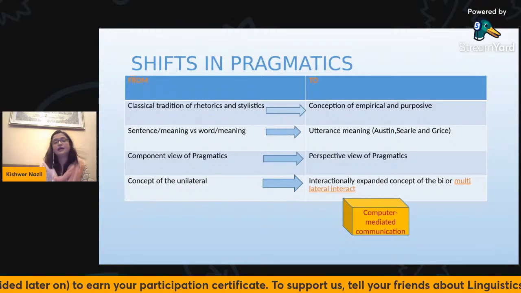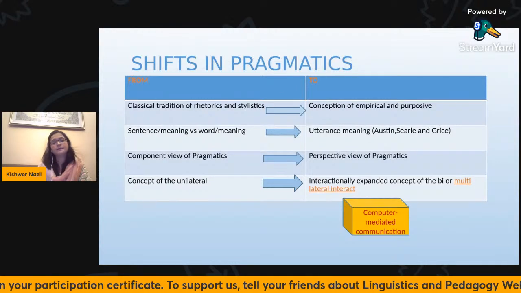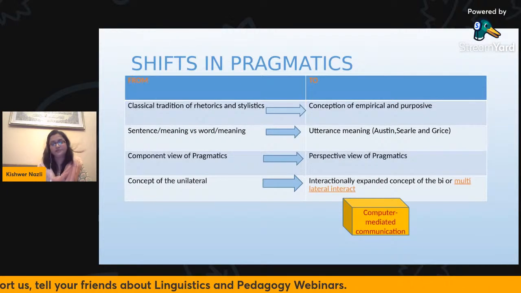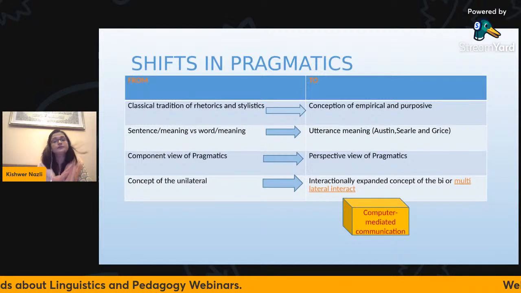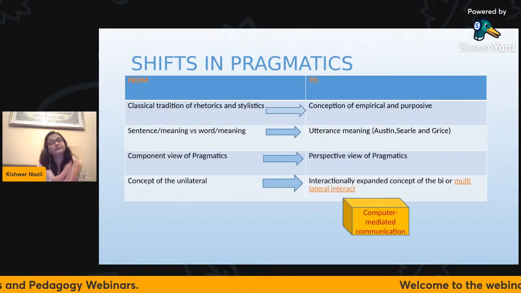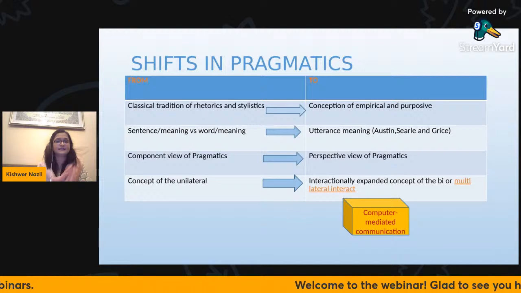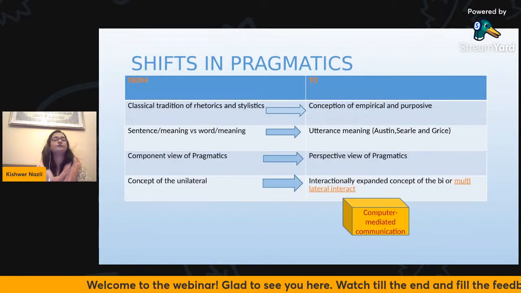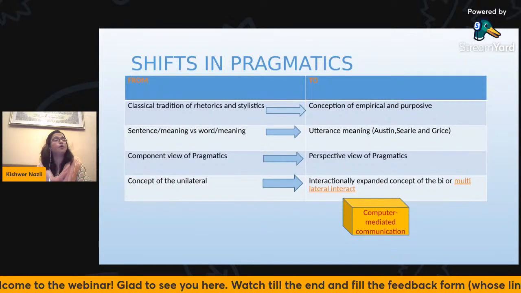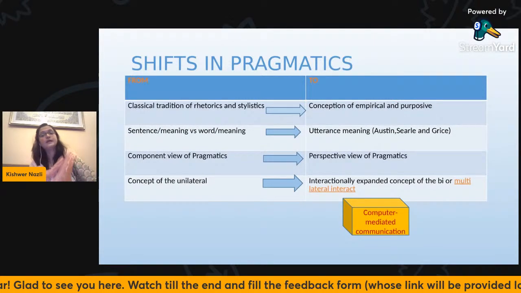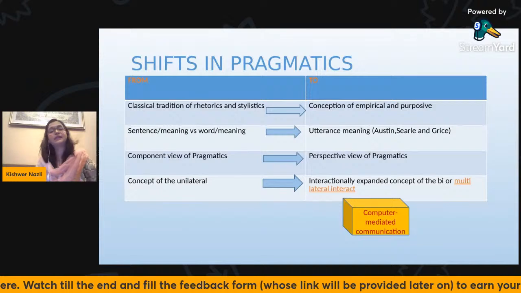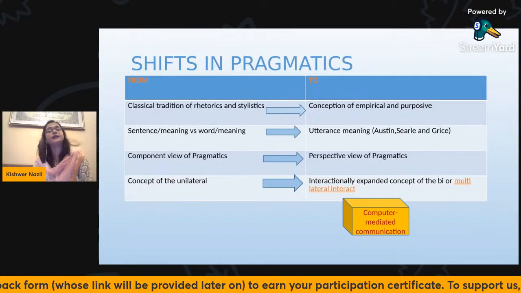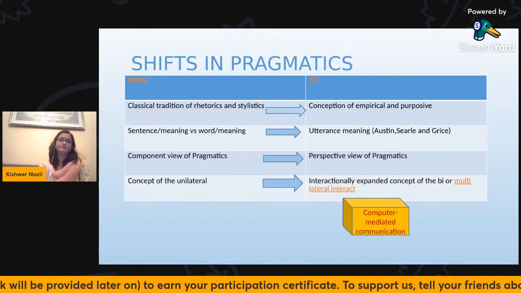The second shift took place when it is said that pragmatics is the reaction to Saussure's structuralism and Chomsky's generative grammar. They were mainly interested in sentences and their meaning, words and their meaning. But you now know that only the meaning of words and sentences is not involved in the analysis of pragmatics. So they shifted to utterances, with Austin, Searle, and Grice focusing on the interpretation of utterances.